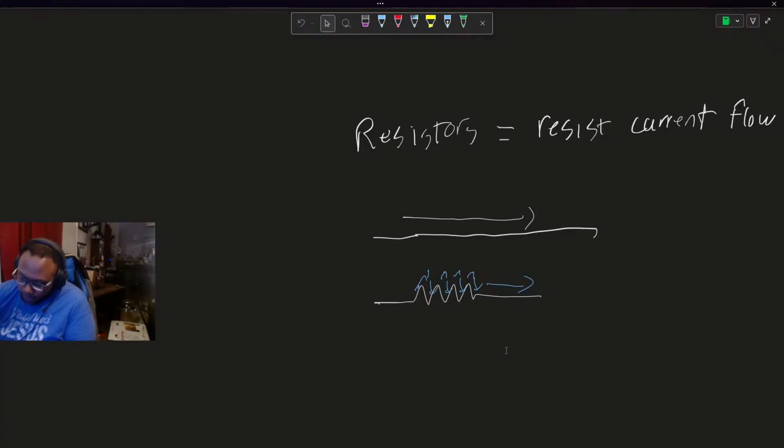There's not much more to resistors other than Ohm's law and how to calculate resistance and totals and stuff like that. But we already kind of went over Ohm's law. But here's where we can get into short circuits.